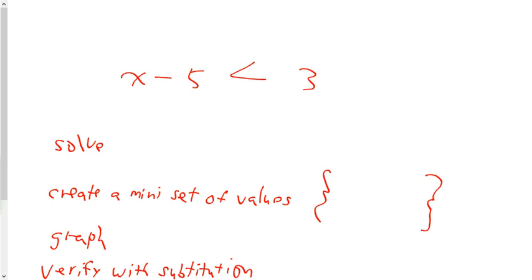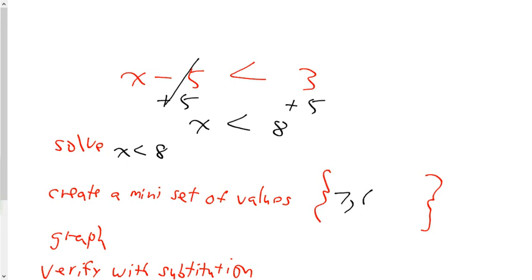If you're going to solve it, you're going to use your algebra sense to add 5 to both sides. You're going to create the answer of x is less than 8, or all values less than 8 will work. So solved. The solution is all values less than 8. Give me any value less than 8. We can start with 7, we can start with 6, we can start with 5, dot, dot, dot, forever. That's a mini set of values.